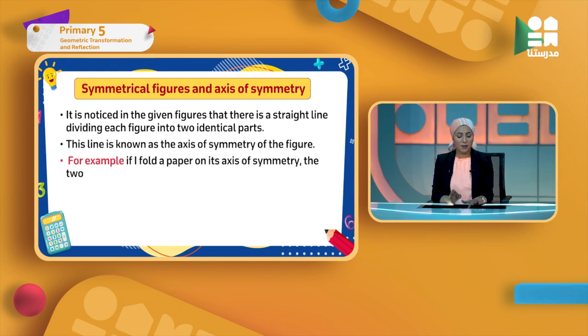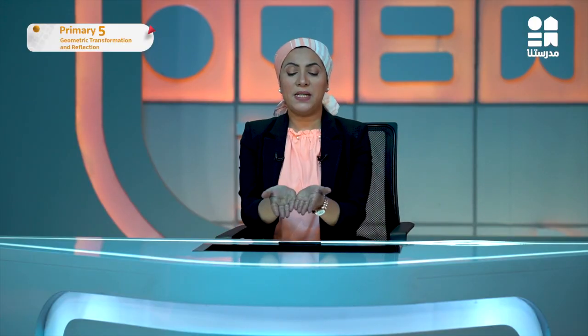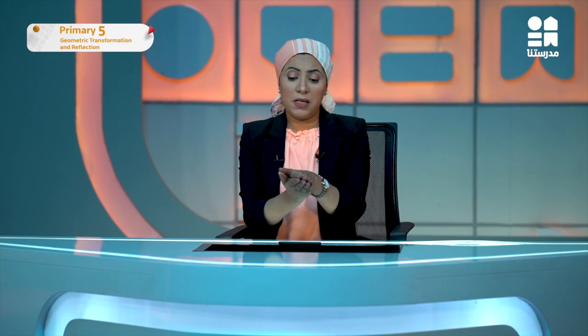It is noticed in the following figures in front of you that there is a line dividing every figure here into two identical parts. As you can see, a letter A, a smiley face, the trapezoid or the trapezium. In each of them a straight line passes exactly in the middle of the figure, and each line divides the figure into two equal, identical parts. So as you see, if my hands are just beside each other like that, when I fold them on each other I find they are like twins, identical. Nothing extra sticks out from them.